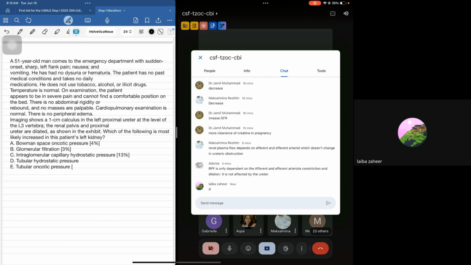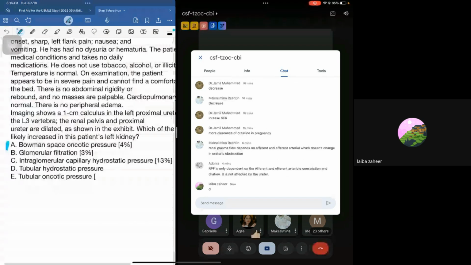If you see here, as I have already told you, whenever the ureter gets constricted, it is going to increase the pressure inside the tubules. The Bowman space oncotic pressure, when is it going to increase? So first of all, let's start from the Bowman space oncotic pressure, which is usually negligible, so we can just skip this.